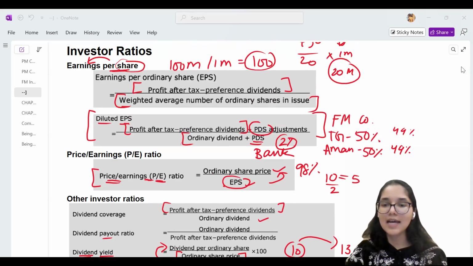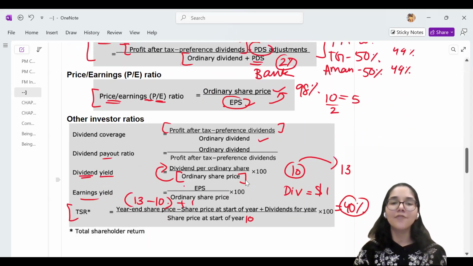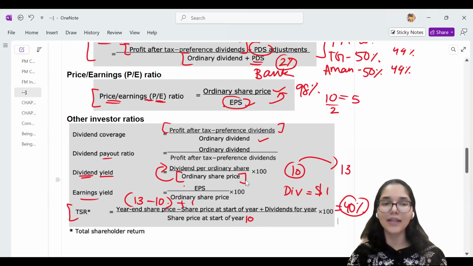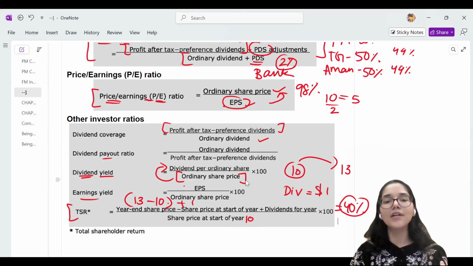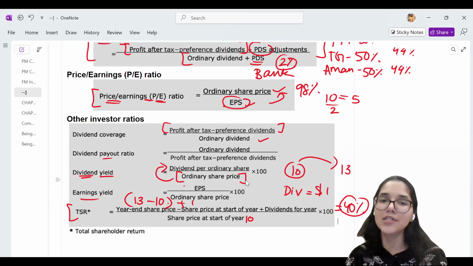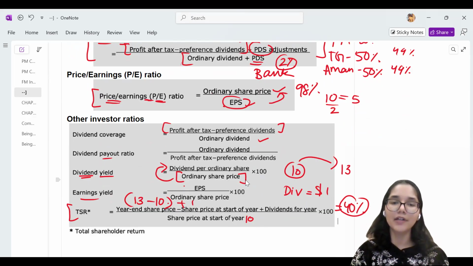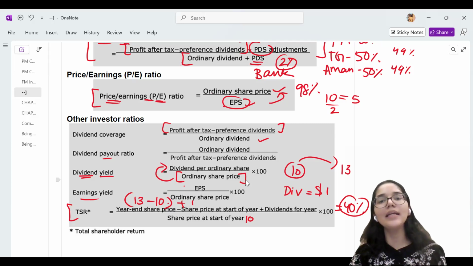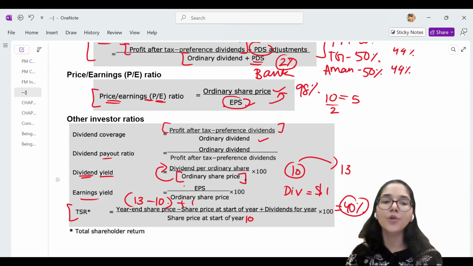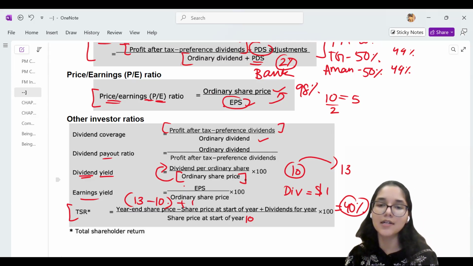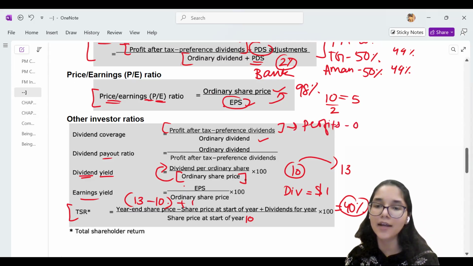Okay, one student is asking me to repeat the dividend coverage ratio again. Dividend coverage ratio, like I was mentioning, is the counterpart, or you can say a friend, of the interest cover ratio. In the interest coverage ratio we are measuring how many times the company can pay the interest with the earnings that they have. Similarly in dividend coverage, we are measuring how many times we can pay the dividend with the earnings that we have. The numerator is profit after tax minus preference dividends, which is basically the profits left for the ordinary shareholders, right?